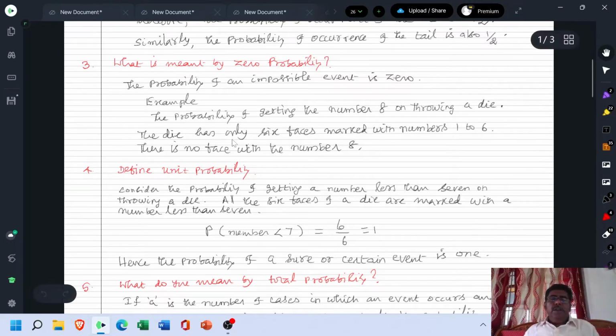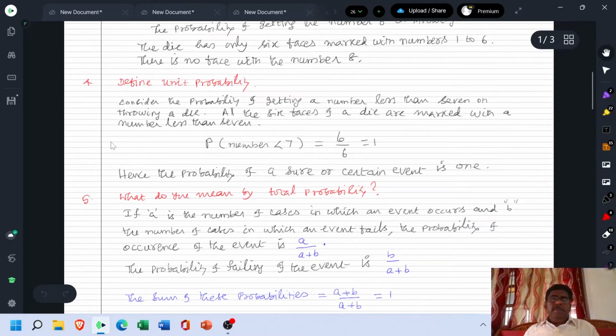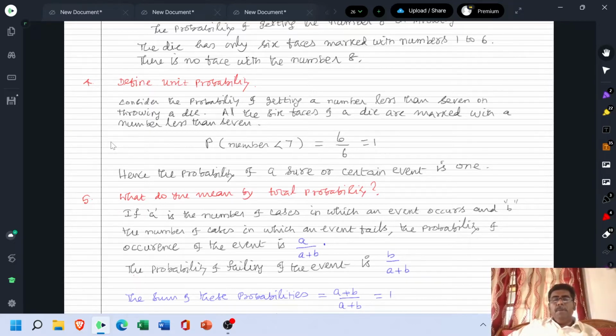Then define unit probability. That is probability 1. Consider the probability of getting a number less than 7 on throwing a die. We know that all the 6 faces of a die are marked with a number less than 7. So the probability of getting a number less than 7 is equal to 6 by 6 equal to 1, because we can get any number less than 7. Therefore 6 by 6 equal to 1. Hence the probability of a sure or certain event is 1.